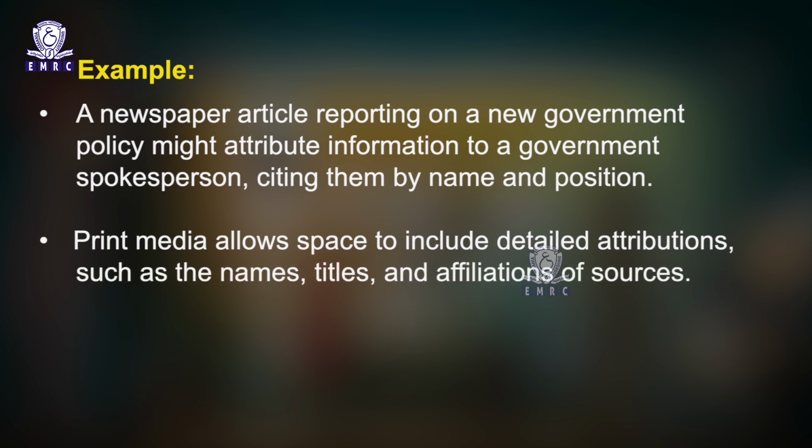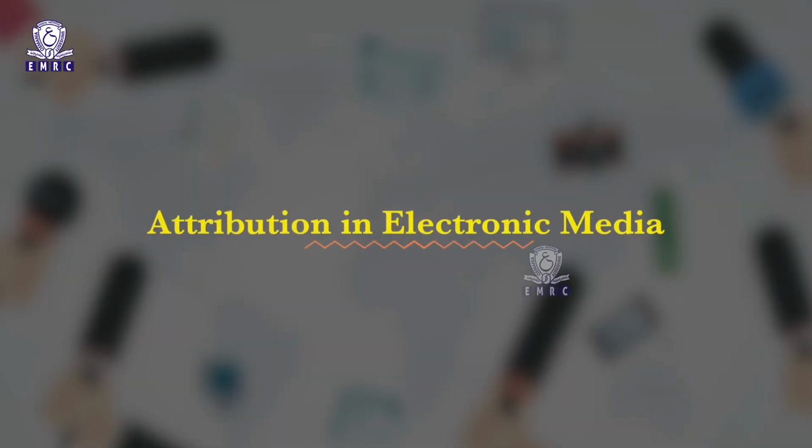Print media allows space to include detailed attributions such as the name, title and affiliations of sources. Footnotes or references may also be used in in-depth reporting. The editorial review process ensures that all claims are properly attributed and that anonymous sources are used sparingly with clear justifications. This meticulous approach to attribution helps maintain the credibility of print journalism, as readers can track information back to its origin. Now, attributions in electronic media.